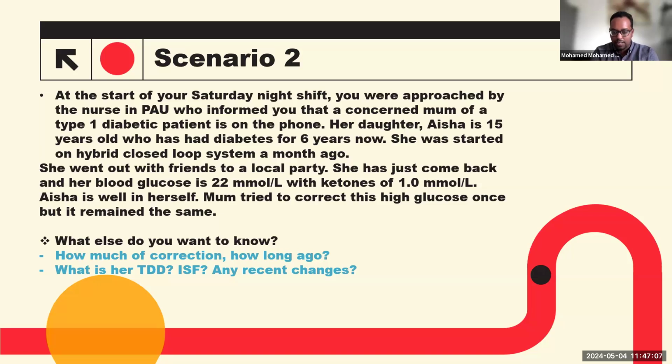So we rely on reading after 2 hours, given the patient is otherwise well. So it's every 2 hours reading. So how long ago was it given? If it's given 2 hours plus ago, ask for another correction. Or if it's given less than that, just ask them to sit tight and watch and see how it goes. And I want to know what's her total daily dose.